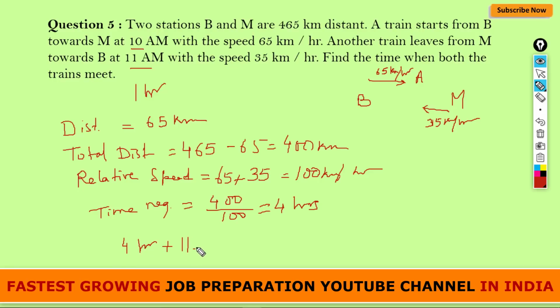Thus, the trains meet 4 hours after 11 a.m., because we have already covered the 10 a.m. hour. So from 11 a.m. plus 4 hours, that adds up to 3 p.m. So this is your answer. This is a very important sum for you because it comes in nearly all competitive examinations as well. I'm not only talking about campus examinations, but competitive examinations as well. So knowing this sum is very beneficial for you.